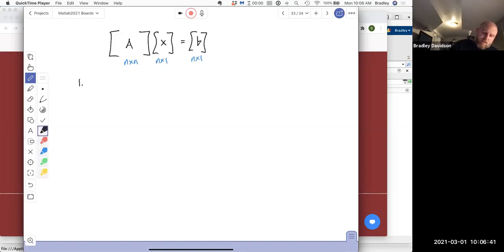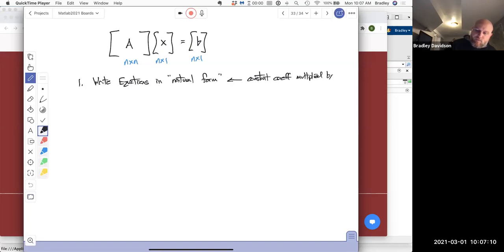So step 1 is we write the equations in what the book calls natural form. By natural form, I mean we're essentially saying it's going to be an invariant coefficient, or constant, multiplied by the variable. So each variable multiplied by a constant. And then we want to identify the unknowns.